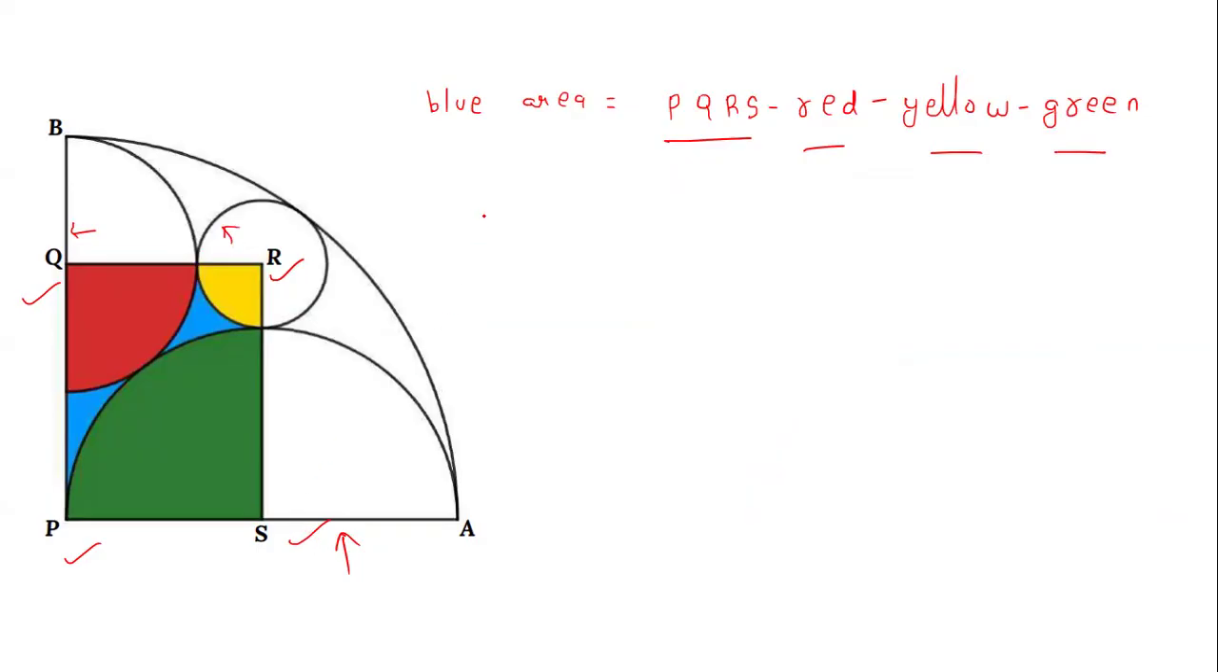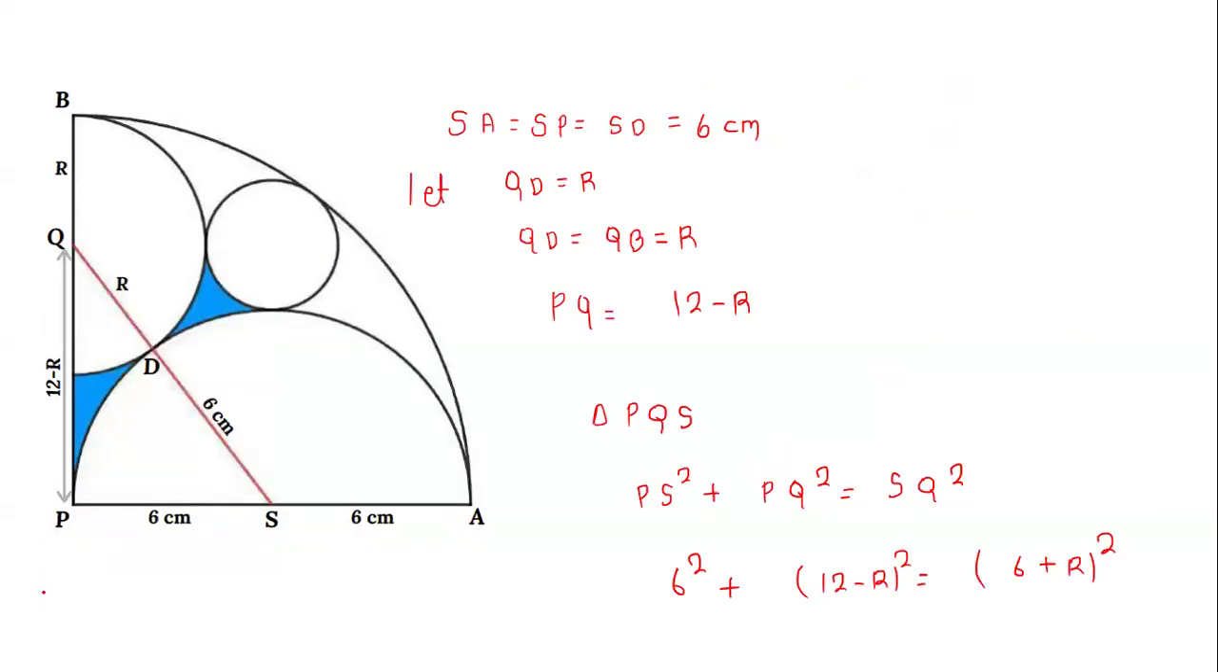Our goal is to find this red, yellow and green area and the PQRS area, and if we find all of that area, then we can easily find out the blue area. So let's see how we can do that.